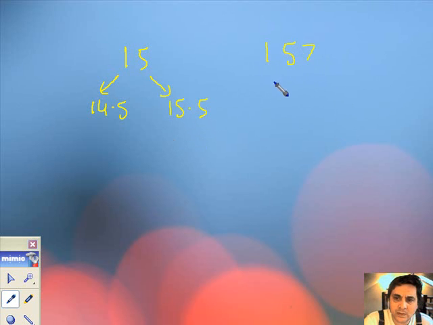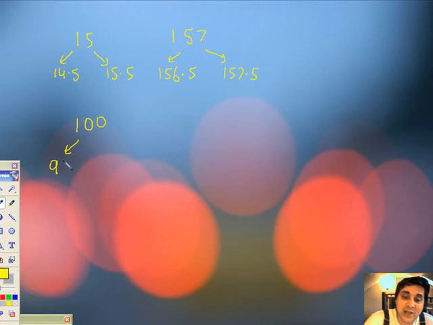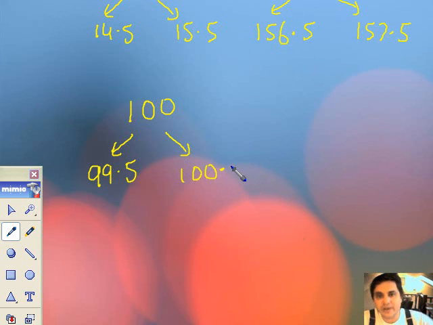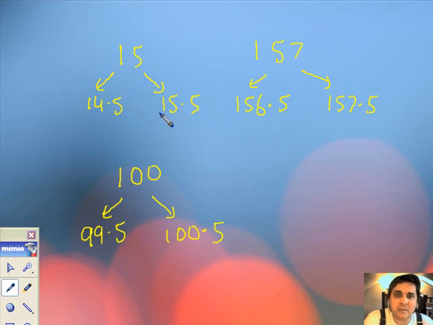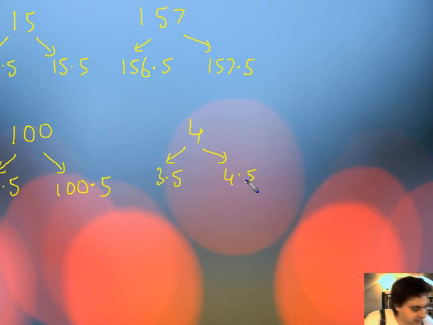157. I can go as low as 156.5, or as high as 157.5. Okay, this is grade C, upper and lower bounds. 100. Again, nearest whole integer. I can go as low as 99.5, or as high as 100.49 recurring, 100.5. Is that alright? So as you can see, there's 1 unit swing between the minimum and maximum, the lower and the upper, so it's half a unit either way. Next one, 4. Well, I can be as low as 3.5 or as high as 4.5, and I think I'll stop there.